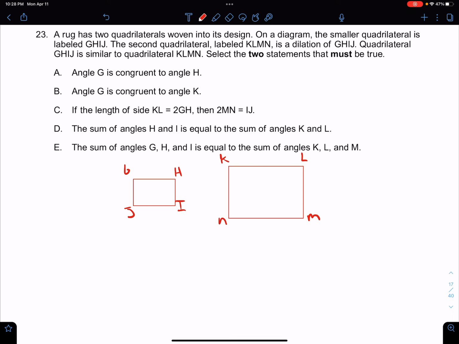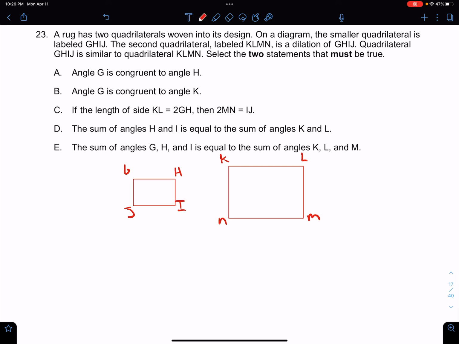So dilation can mean getting bigger, getting smaller. Think of your pupils. Whenever the lights turn on, your pupils can get bigger and smaller. So it says select the 2 statements that are true about these 2 shapes. So I'm going to look at these angles, and I'm going to ask myself, which of these angles are the same? If you notice, G is the same as K, H is the same as L, J is the same as N, and I is the same as M.